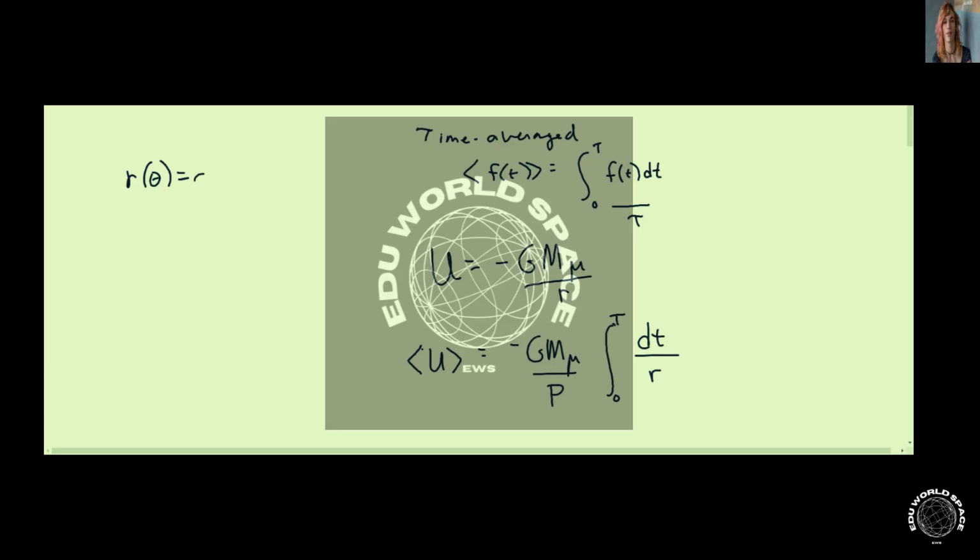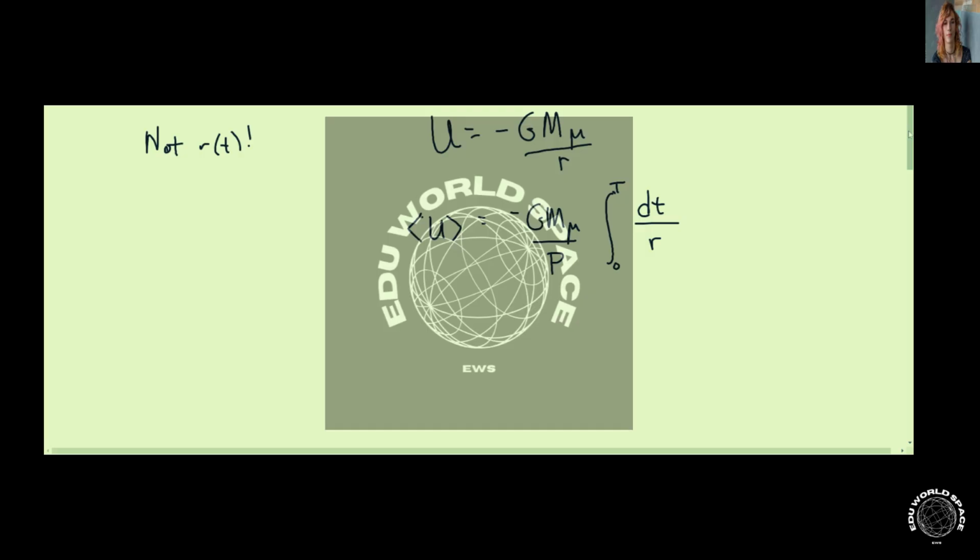So what we have is R as a function of theta. And the game here is, how do we turn this into a function of time? Well, that is a good question. And the secret is Kepler's second law. Okay, so to get R as a function of time, we will use Kepler's second law.